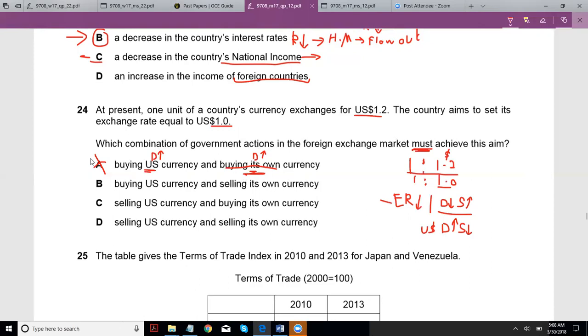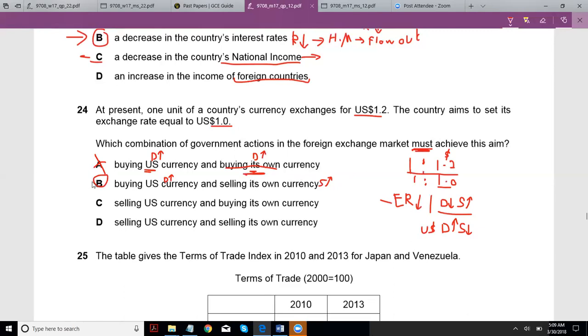So part B, buying US currency and selling its own currency. If you buy US currency, you're increasing the demand of that, which is good because that helps the US currency appreciate. If you're selling your own currency, you're increasing the supply of your currency, which is good because it helps your currency depreciate. Overall, your exchange rate decreases. So that's definitely B. Let's just look at other options anyways.